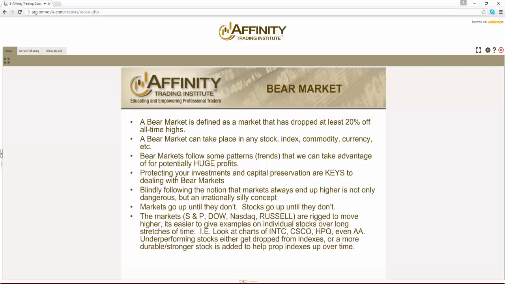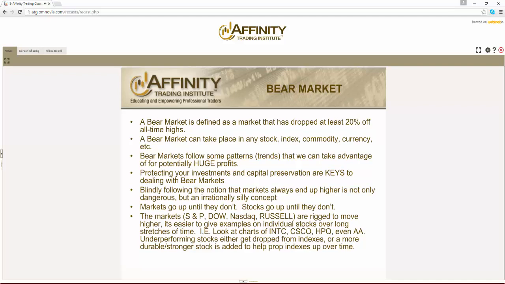Okay, so a bear market is defined as a market that has dropped at least 20% off all-time highs. A bear market can take place in any stock, index, commodities, currency, etc. Bear markets follow some patterns, trends that we can take advantage of for potentially huge profits. Protecting your investments and capital preservation are keys to dealing with bear markets. Blindly following the notion that markets always end up higher is not only dangerous, but an irrationally silly concept.